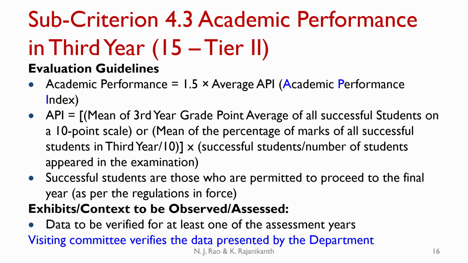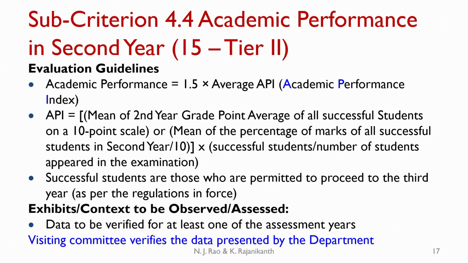So, what are the exhibits that you will see? The computation that you have made, that is the mean of the third year grade point average multiplied by the ratio of successful students, is the API, and that you multiply by 1.5. Whereas, in the case of a tier 1 institution, unfortunately an equivalent of this third year performance does not exist.